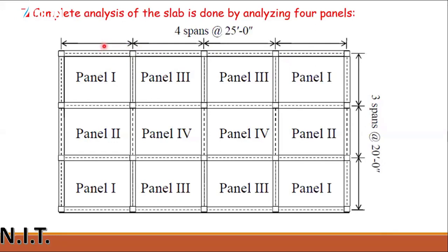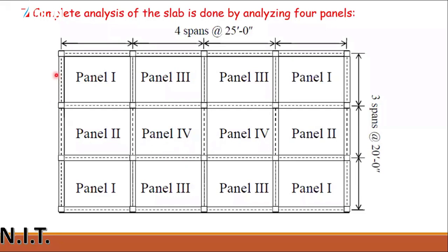There are 4 panels in it, 25 feet, 25, 25, 25. Total is 100 feet, and in this direction it is 60 feet. So there are 3 panel spans available. Each span is about 20 feet. Clear? This is the panel. This is the layout of the building. It has 12 panels. All these 12 panels are divided into 4 categories. Panel 1 is the same, panel 2 are the same, panel 3 are the same with each other, and panel 4 are the same.